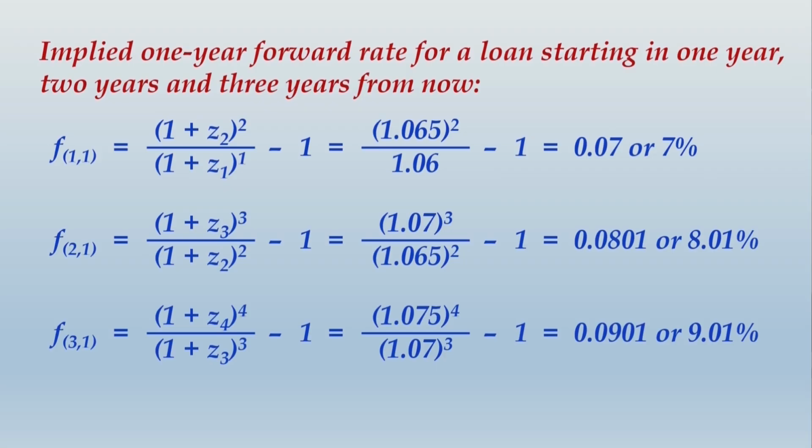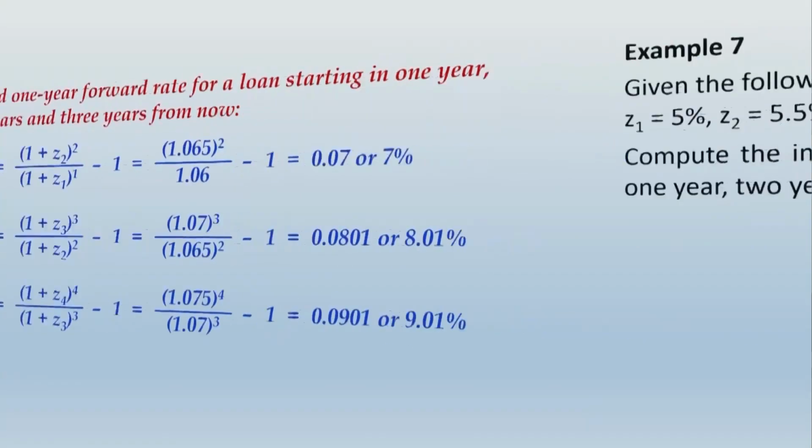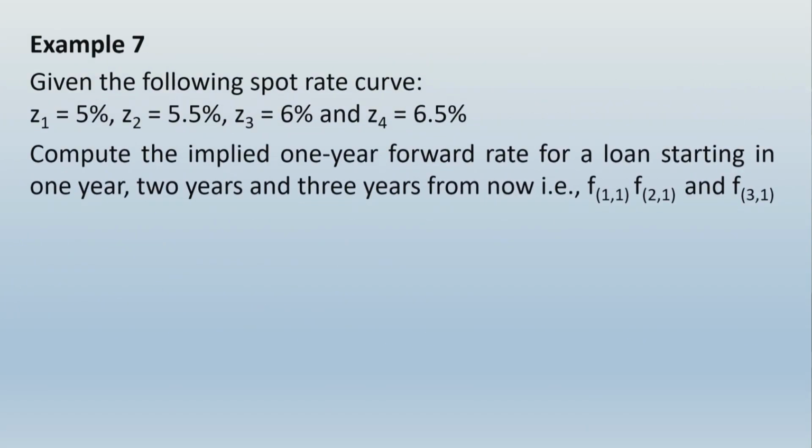Alright friends, once you have completed this, let us move ahead and take up yet another practice question, that is example 7. Same thing, you have to find F1, 1, F2, 1, F3, 1 in this case, and all these will be 1 year rates, starting in 1 year, starting in 2 years, starting in 3 years. So I'll just give you 2 minutes to try out this calculation and your time starts now.